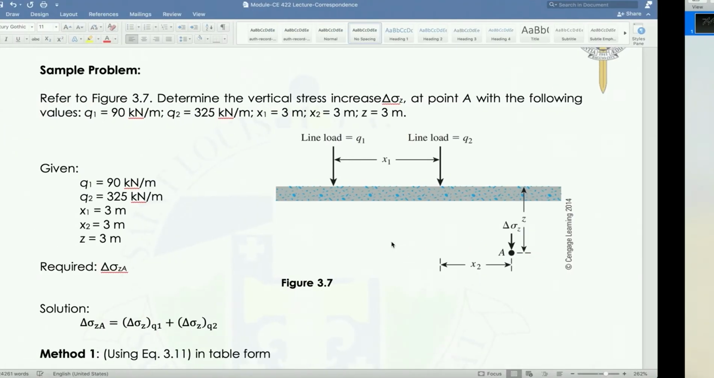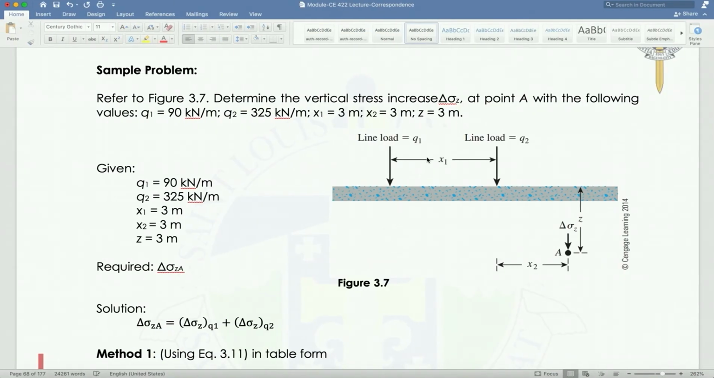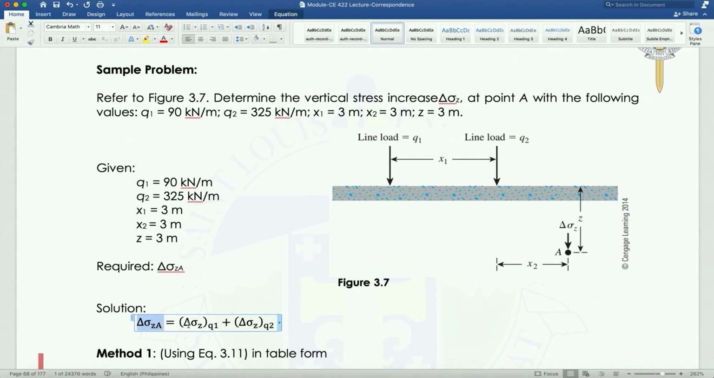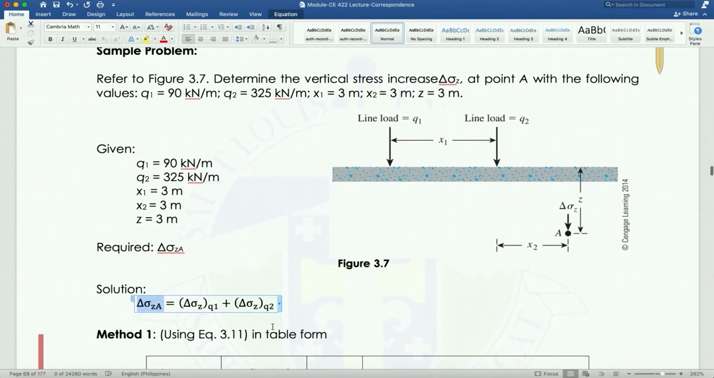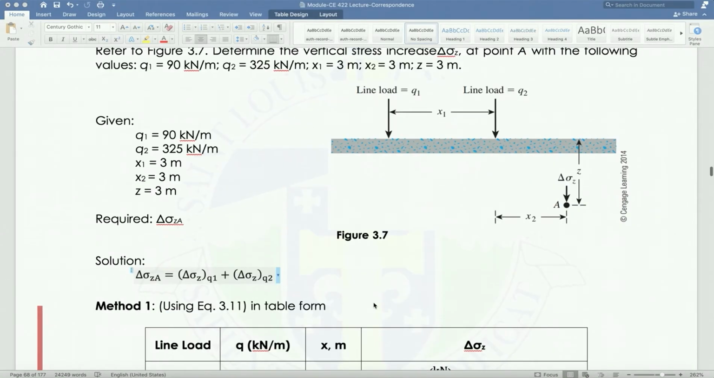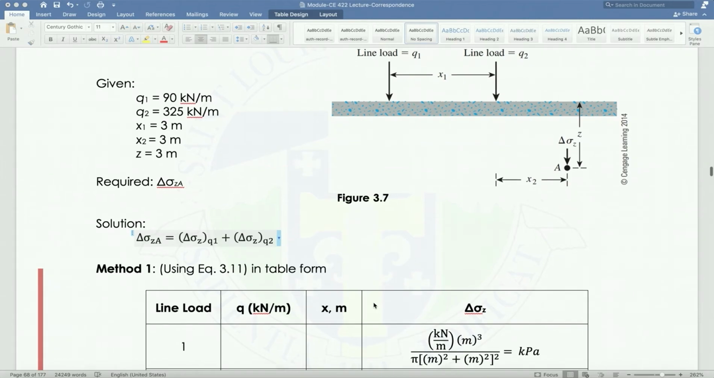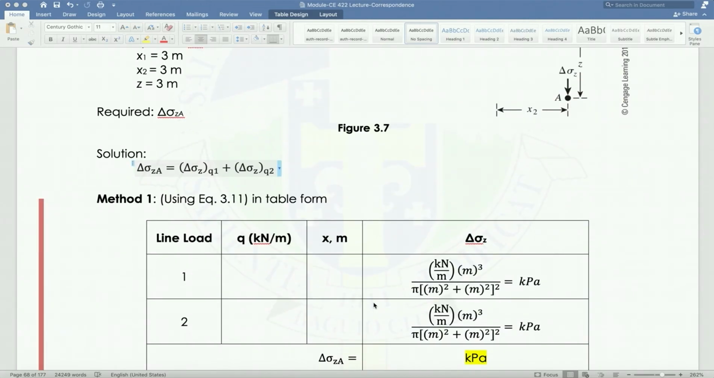Okay, so again here we have two loadings here. So what would be the answer? It would be the summation of the contribution of these two linear loads. So it is delta sigma z at A is equivalent to delta sigma z due to q1 plus delta sigma z due to q2. Using equation but in a table form will make it easier and have a cleaner solution, no?